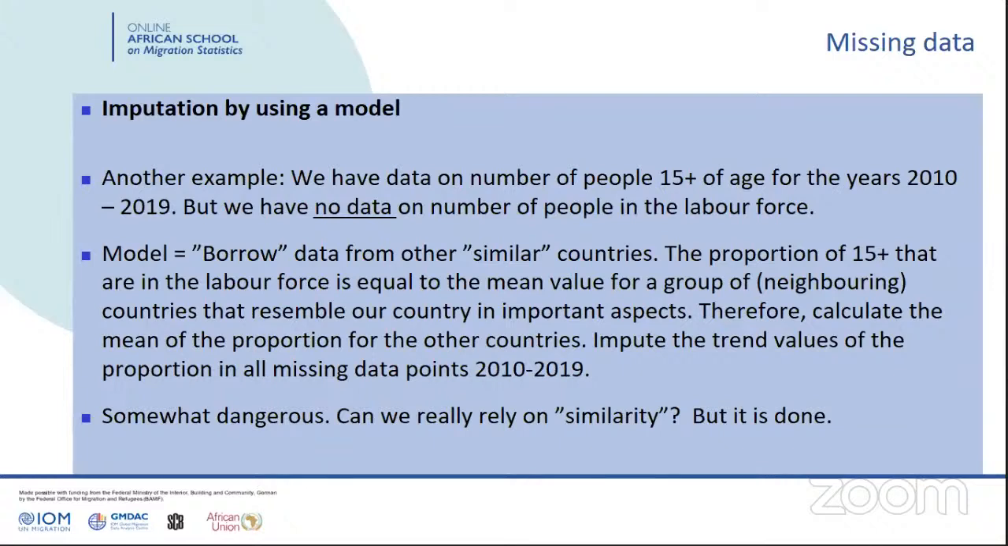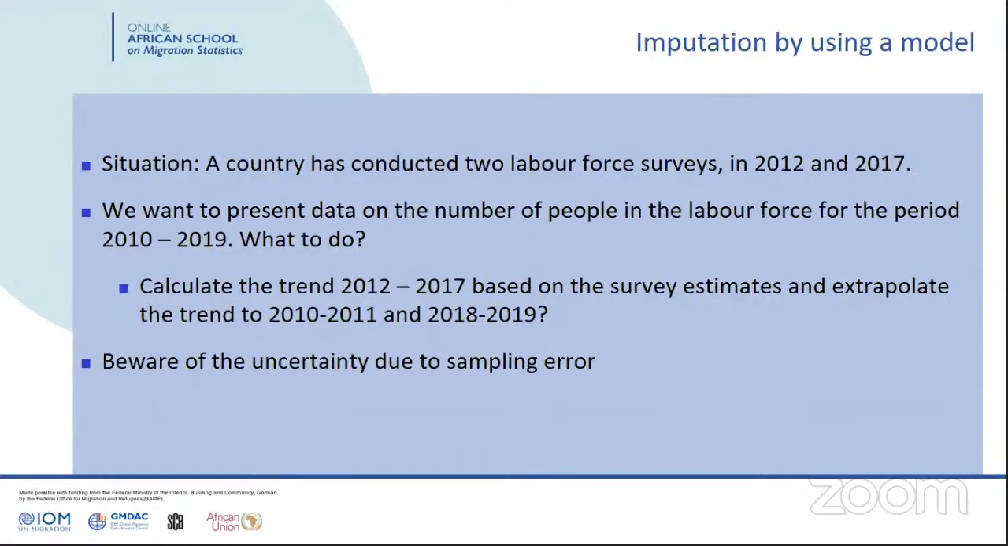This is also somewhat dangerous. Can we really rely on similarity? Is our country equal in terms of migrants and labor market and so on to these other countries we borrow data from? That is a tricky thing and a reasonable question. But these things are done, and then of course you have to test and try your models and see that they are reasonable models.